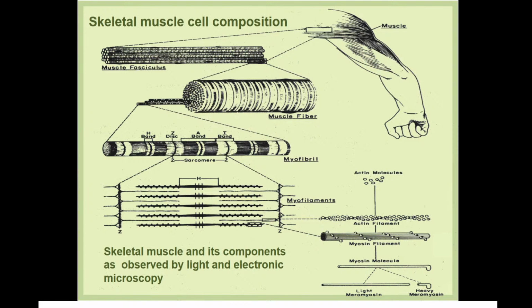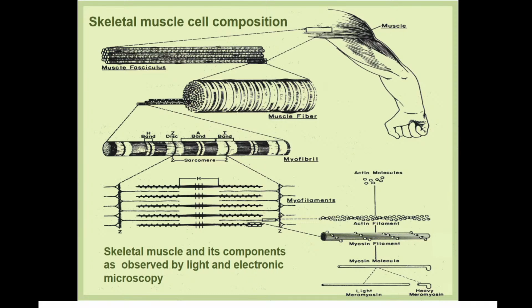Projections from the thick filaments, called cross bridges, extend toward the thin filaments. You can see these projections that run into the space between thick and thin filaments. Cross bridges play a fundamental role in muscle contraction.